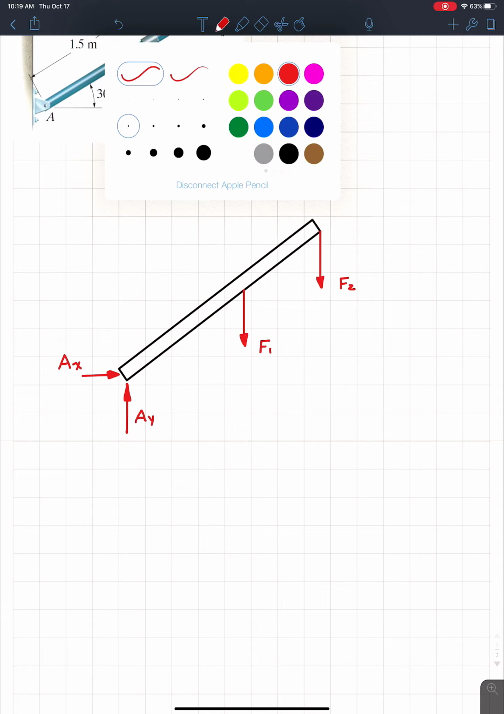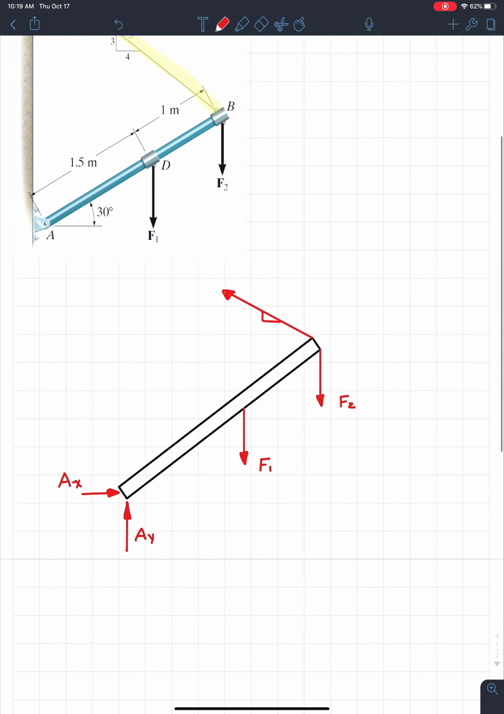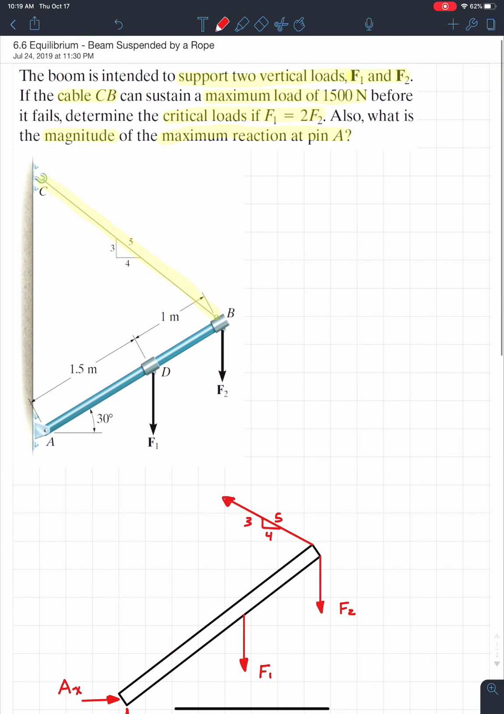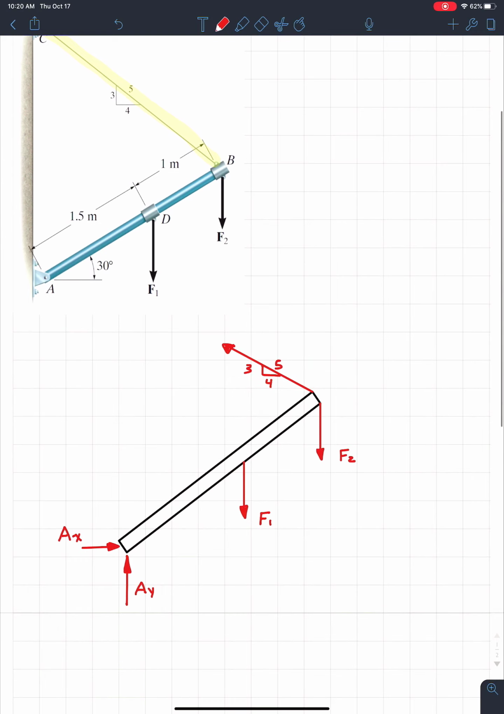And then on this side, what we have is the cable. At the top here, we know that there's a cable coming like this, and we know that it has specific distances, which are 3, 4, and 5. Now we have to look and say, okay, we know that we're trying to find F1 and F2, as well as the pin reactions. It says the maximum the cable can sustain is 1500 newtons, so I could put 1500 newtons right here.